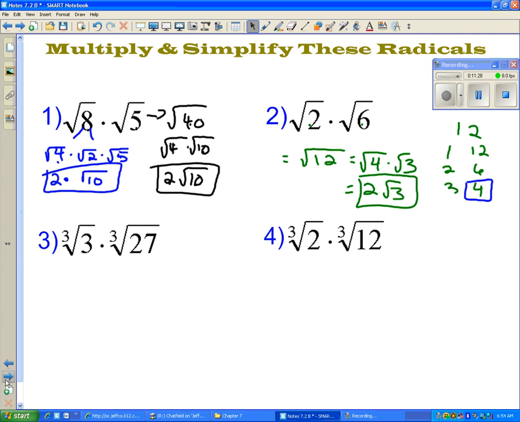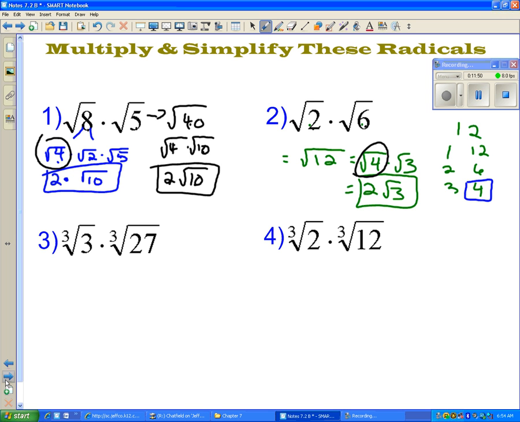If I can pull it out first, like I did here in number 1, that works. If I can't find it until after I multiply like I did in number 2, that works as well. I just need to show how to find that perfect square. I need to factor it out. Number 3 and 4 are looking at perfect cubes.